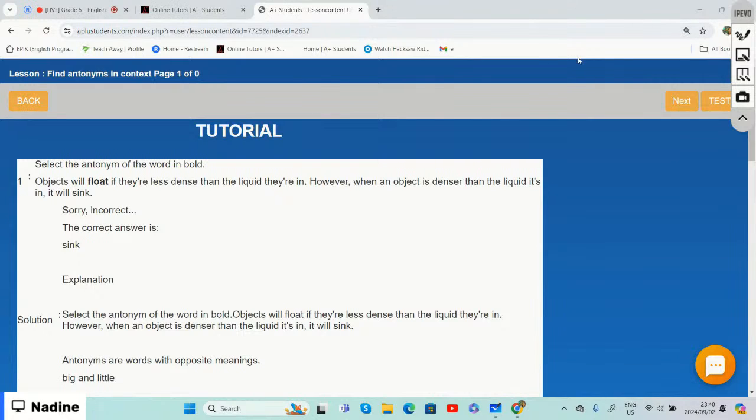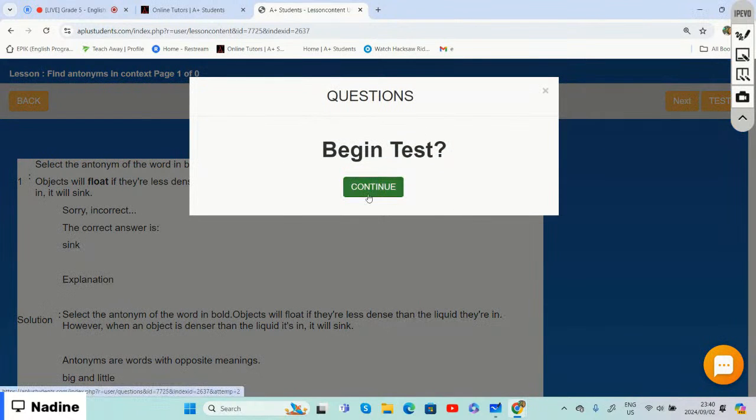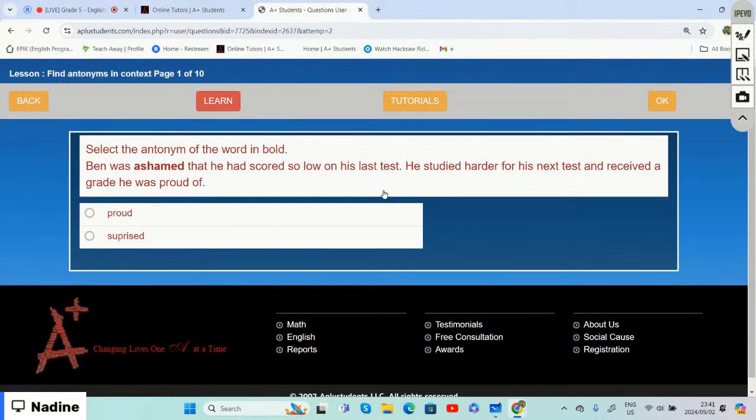All right. So now let's go to our test where we're finding antonyms in context. And antonyms are words with the opposite meaning. Remember when we look for our second word, right? We need to look for the word that is the opposite of that word, then we look for that word in the next sentence.